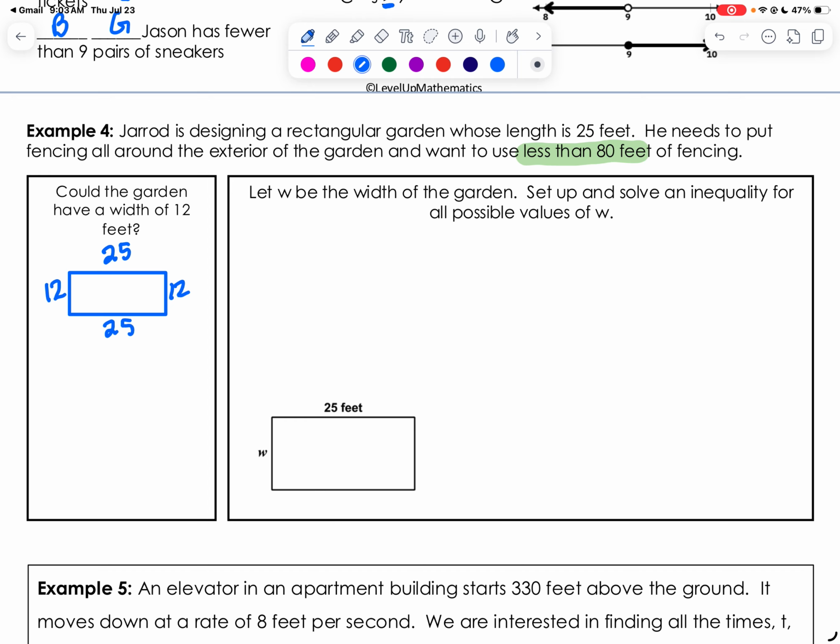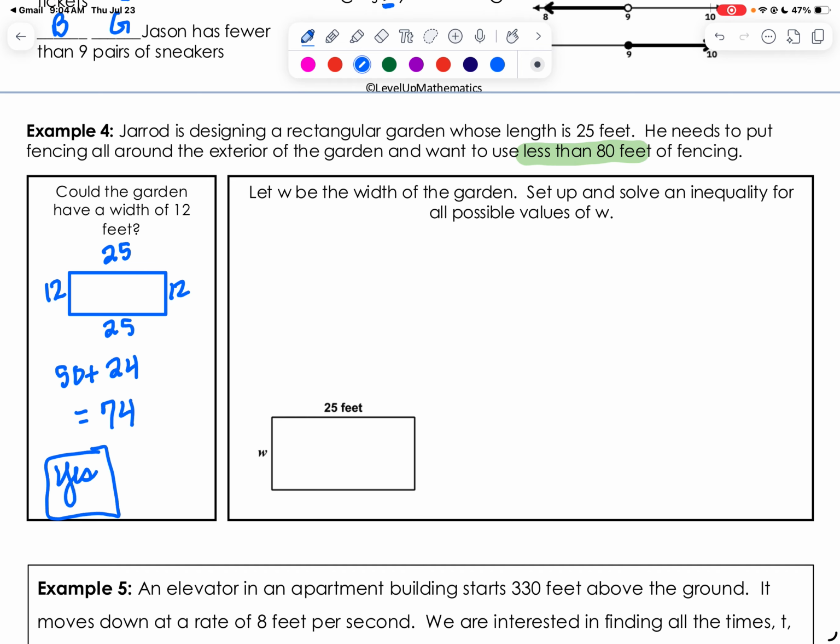Okay, so let's add that up because the perimeter of a rectangle, we just add up all 4 sides. So 25 plus 25 is 50. 12 plus 12 is 24, and that would be 74. Now, it says that he wants to use less than 80 feet. So is 74 less than 80 feet? Yes. So yes, the width of the garden could be 12 feet. That's a possible solution to this problem.